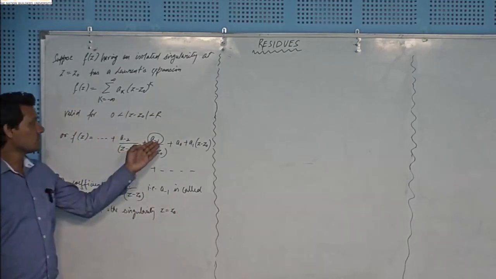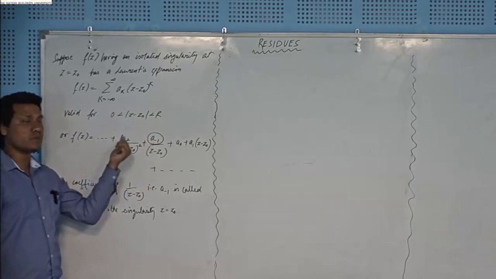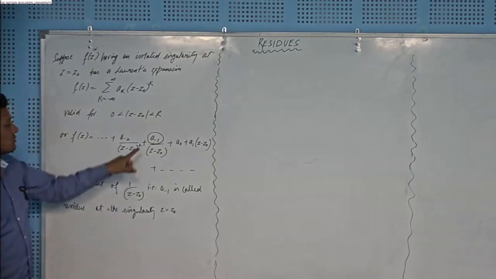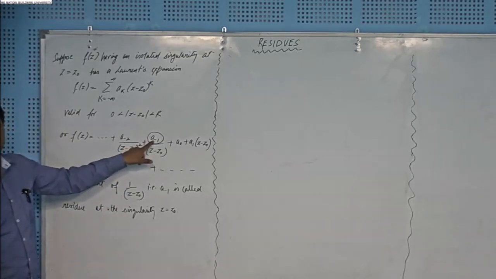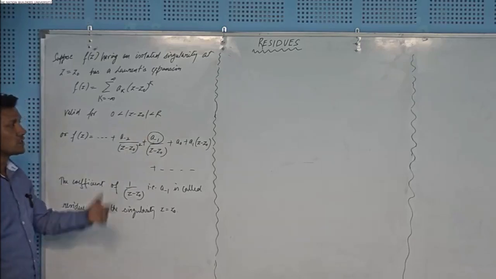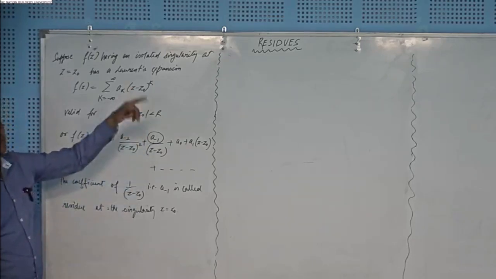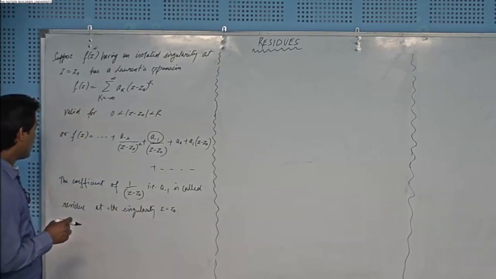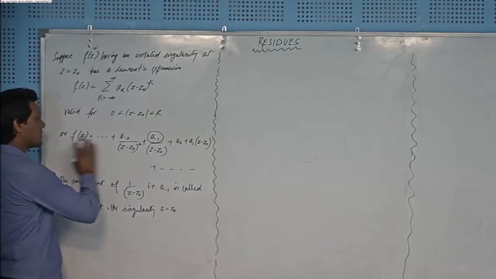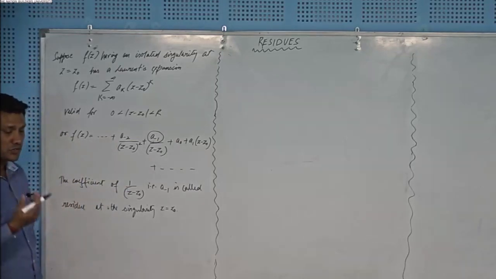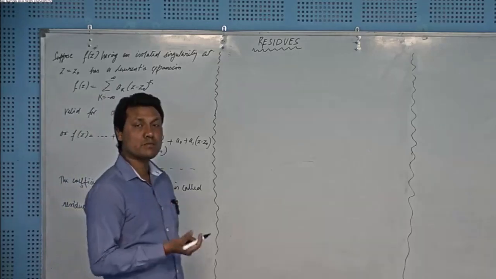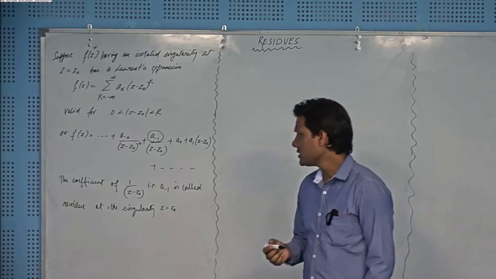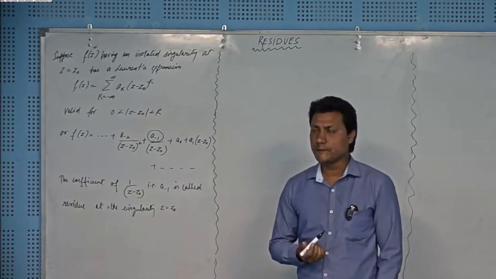And why only this coefficient, right? As you can see, there are so many coefficients, a minus 2, a minus 3, and so on, right? But why are we giving special importance to this coefficient only? This question will be answered in our next video, where we'll see the use of this residue in evaluating contour integrals, right? So you should remember one thing: you just expand that function in a Laurent series in positive or negative powers of z minus z naught, and pick up the coefficient of 1 over (z minus z naught), that is denoted by a minus 1, right? And that is called the residue, right?